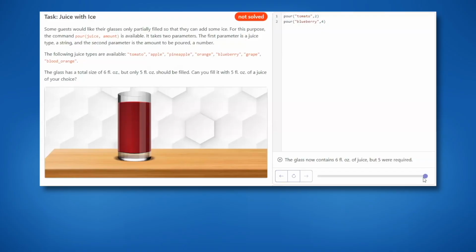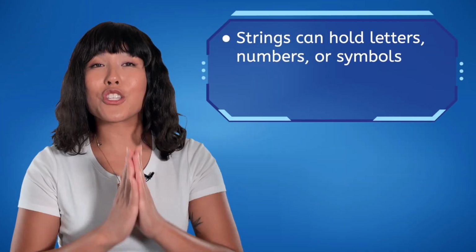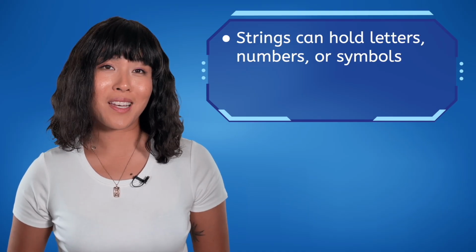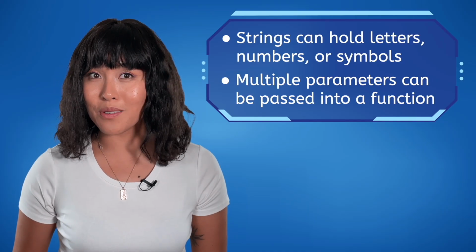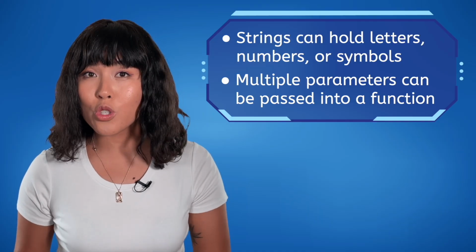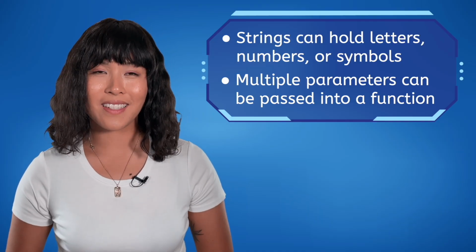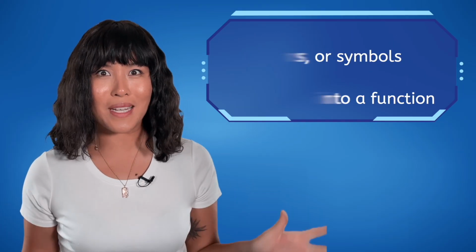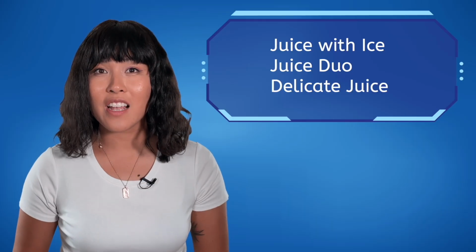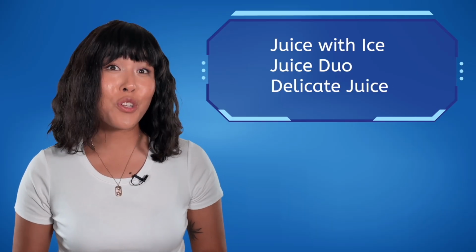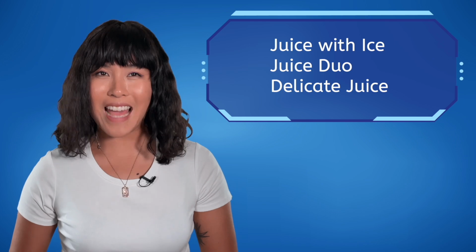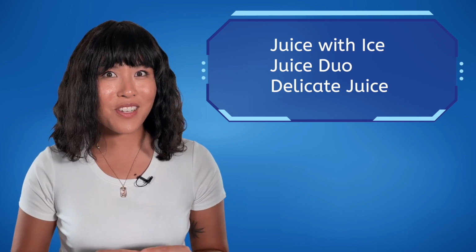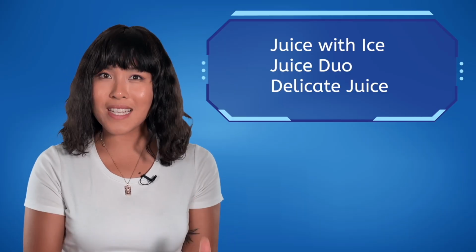It tastes delicious too. Now we know how to use the string data type, which can store a sequence of letters, numbers, or symbols. We also know how to send multiple parameters into a function, making sure that the order and data types are correct. For our next tasks, let's try experimenting with different juice combinations. Open up your code editor and work on the juice with ice, juice duo, and delicate juice tasks. Be sure to complete the programming tasks, practice questions, and extension activities before moving on to the next lesson.